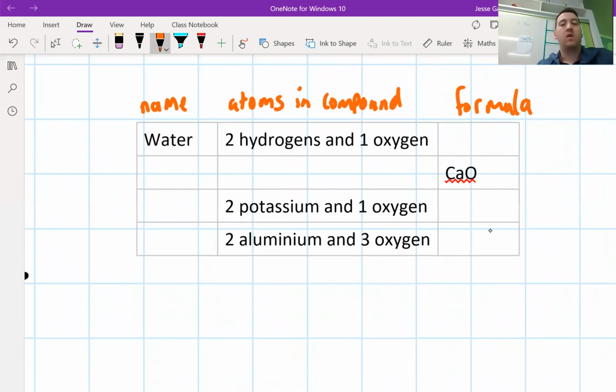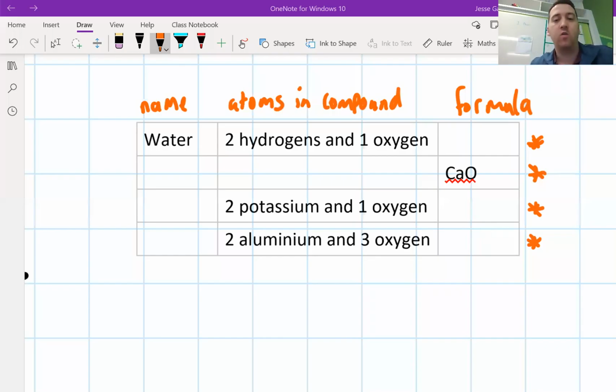Okay. So if the formula is blank, in this first one, you've got the name and the atoms in the compound, and you've got to write the formula. In this one, you've got the formula, and you've got to tell me what atoms are in the compound and what the name is. In this one, you've got the number of atoms in the compound. You've got to tell me the formula and the name, and it's the same for this one. So I want you to pause the video and have a go at that now, please. Don't play it until you have the whole table done. Okay, so let's have a look at how you got on.